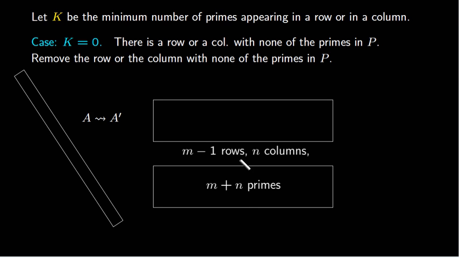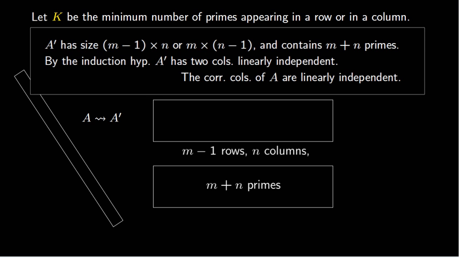So it still satisfies the hypothesis. So there are 2 columns such that they're linearly independent, and since there are at least 2 rows in here, we still have 1 row left, right? M is greater than or equal to 2, n is greater than or equal to 2. So the induction hypothesis applies here. Columns as well. So the matrix has reduced size after you remove it, contains m plus n primes, which is good enough. M plus n minus 1 is what we needed.